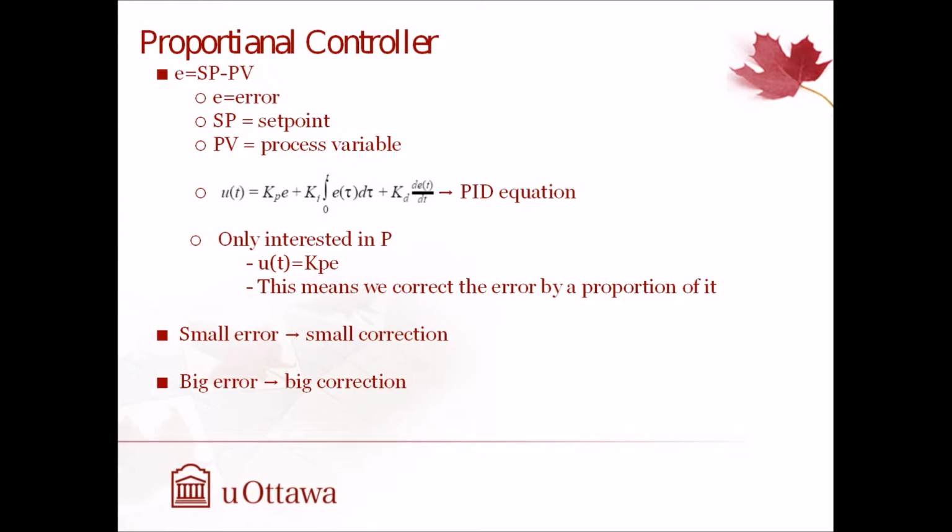So, in order to control that robot, we're going to be using a proportional controller, where E is going to be equal to SP minus PV. E is the error, SP is the set point, so the value that we want, and PV is the process variable, so the value that we have right now.